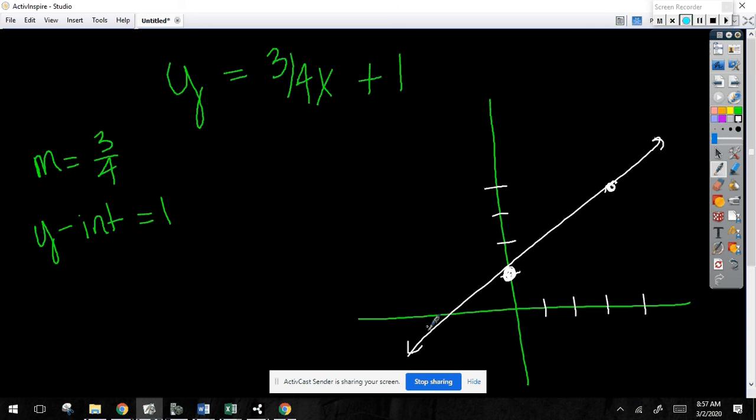What if the x is in the y? I'm glad you asked. What if it doesn't look like this? And what if I need the slope and the intercept? Good question, CJ. No, you're exactly right. That was my very next example to do.